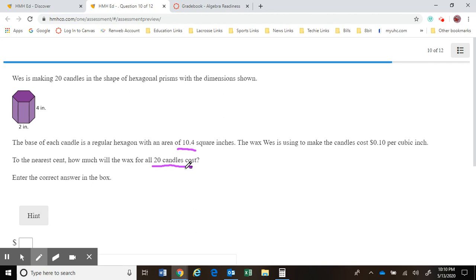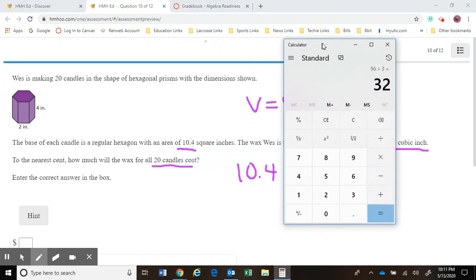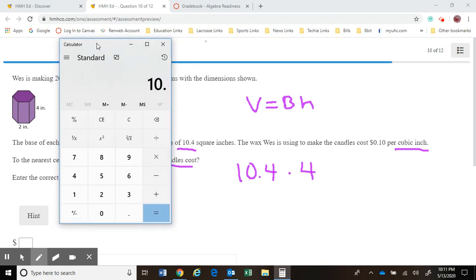Okay, so we want to find what here? We want to find the volume of it, right? Volume is area of the base multiplied times the height. And because it's in cubic inches, I need to multiply my final answer times 20, whatever I get. So I have the area of the base, 10.4. And the height of it, well, that's 4, right? So 10.4 times 4. I know it's 41.6.